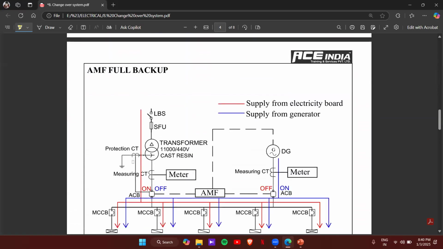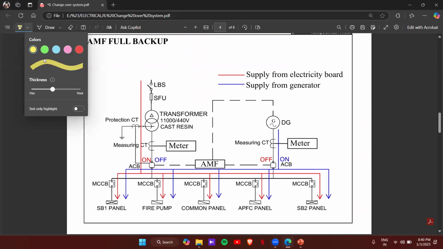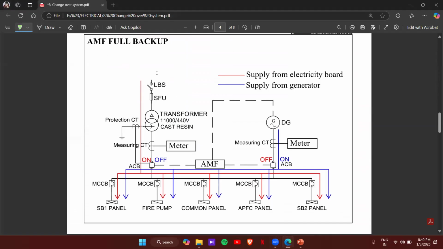Now I'll explain the schematic of how the systems are working, how the AMF backup, full backup and partial backup are working. So first I'll start from the transformer side, the normal condition. You'll have supply from EB and the connection will come to the transformer. The transformer will step down and distribute the power to all the panels we have. So here, in the normal condition, we'll have supply like this, and the transformer will be in the on condition.